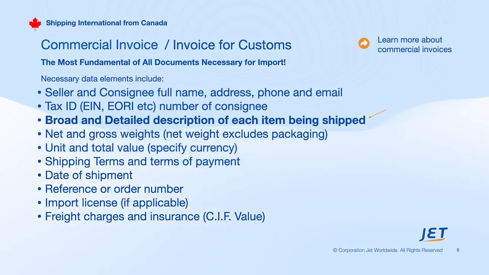The Goldilocks solution is to provide both a broad, widely understood description that everyone would understand, along with more specific industrial-type details, including material content, product features, and the intended use. Keep in mind, much of what we discuss in this presentation is information that should be included on the commercial invoice.